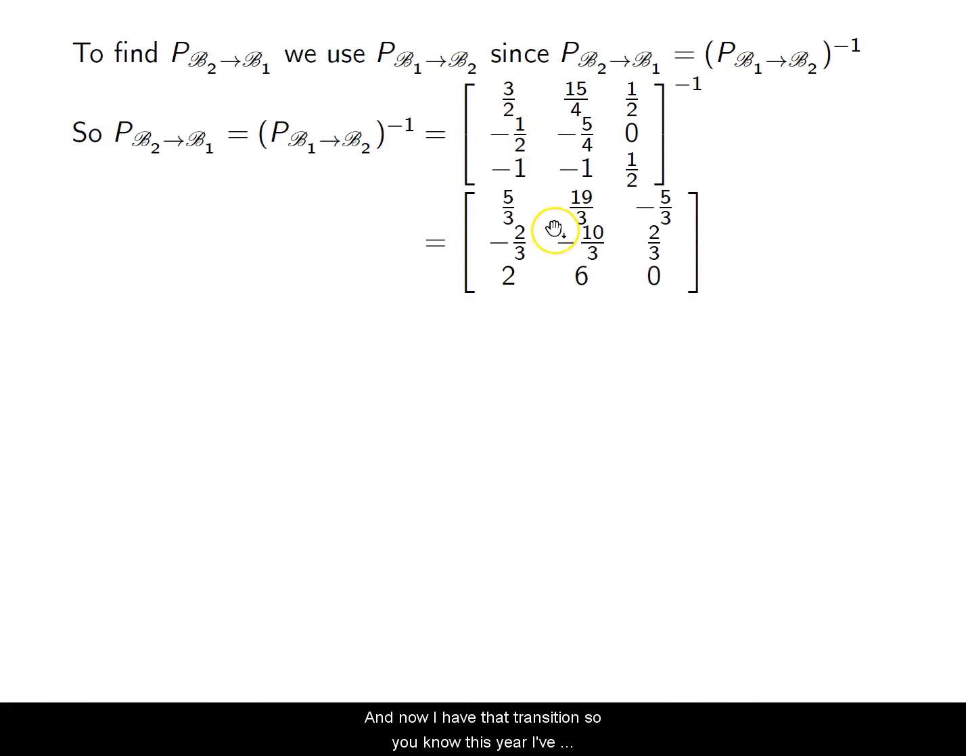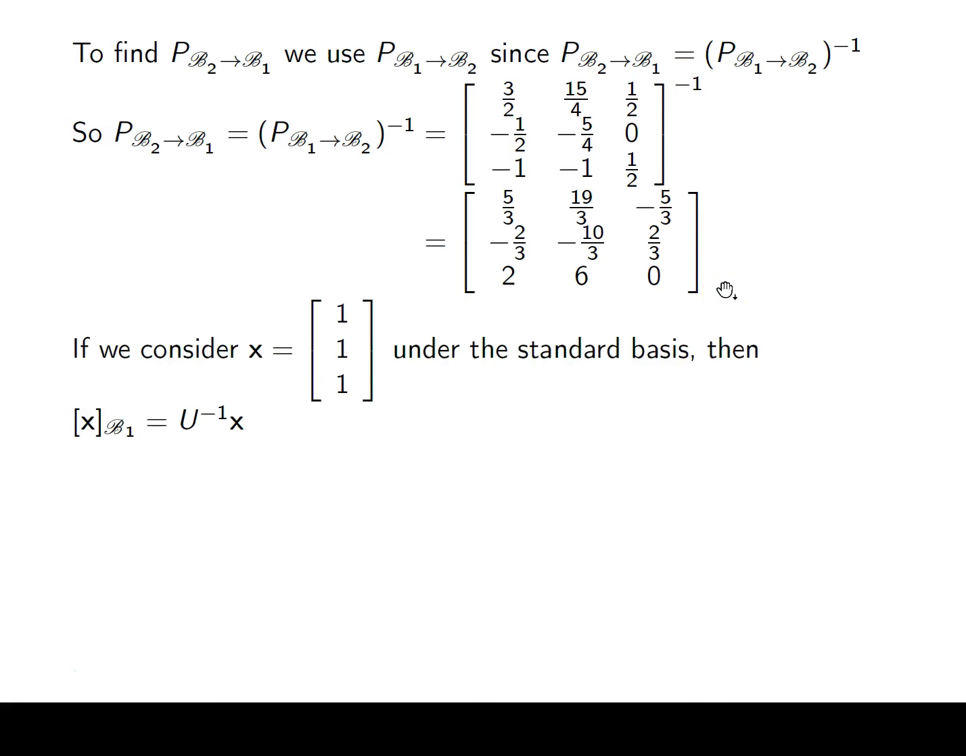If you notice here, I actually have both. If I take this inverse away, that's the first transition matrix from B1 to B2. And after I invert it, I now have the transition matrix from B2 to B1. So I actually have both representations here, if I disregard this inverse sign.